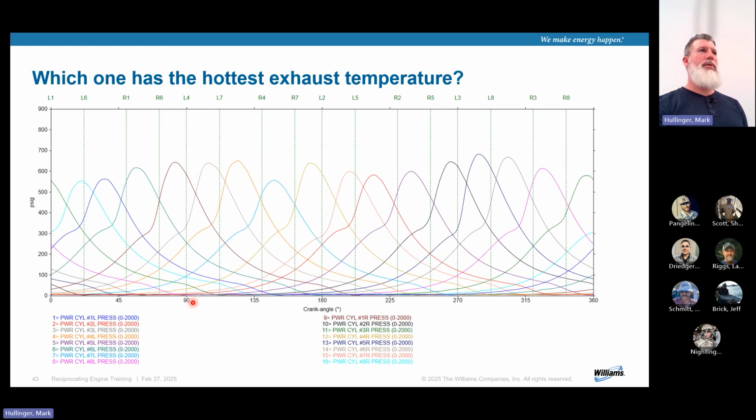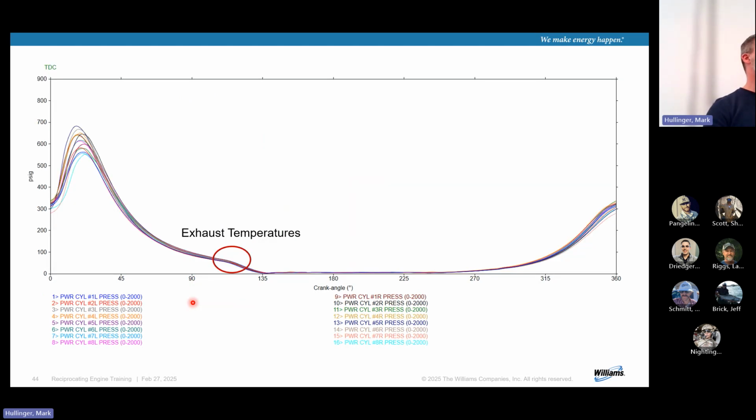Exhaust temperatures, one of our favorite topics. Which one has the hottest exhaust temperature? Which cylinder has the hottest exhaust temperature? Depending on what type of engine. Just looking at those, you've got high pressures, low pressures. Which one's the hottest one? Who knows? They're all the same.